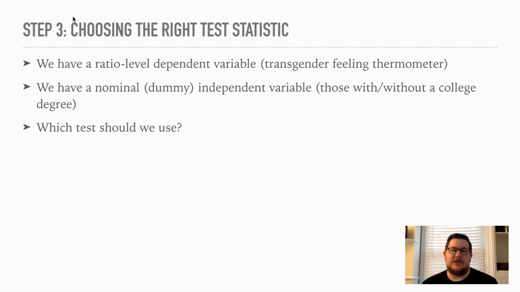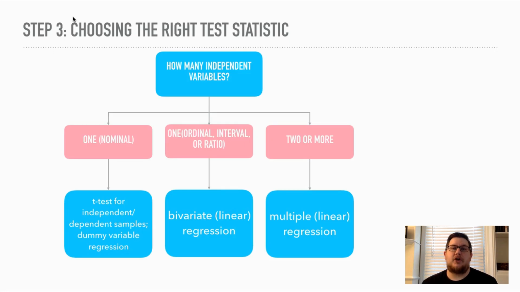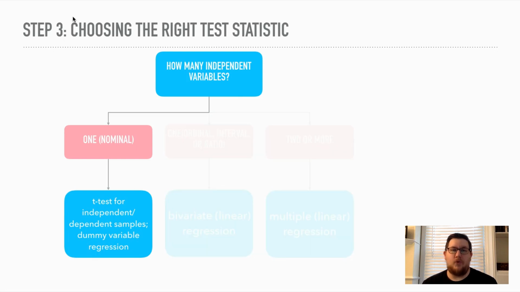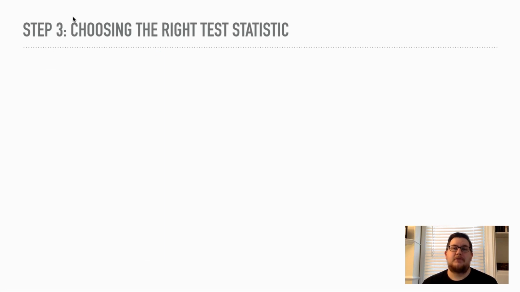So which test should we use? Well, obviously we're going to use an independent samples t-test, but let's talk about why. Well, if you recall, this little flow chart is the one I came up with, right? So how many independent variables do we have? Well, of course, we have one independent variable, okay? Now, with that independent variable, it's nominal, so we're going to use either a t-test or a dummy variable regression. And in this case, we're going to use a t-test for independent samples, okay?